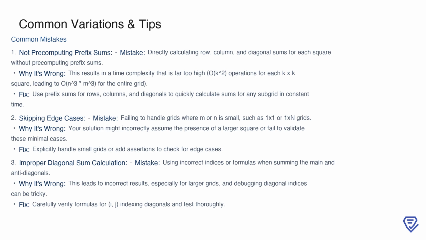Lastly, improper diagonal sum calculations are a common source of errors. This typically happens due to mistakes in indexing or formulas, especially for larger grids. To avoid this, it's important to carefully verify the index calculations for both main and anti-diagonals, and to test thoroughly with various grid sizes and configurations.